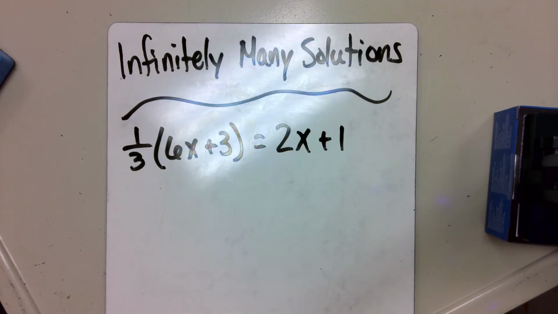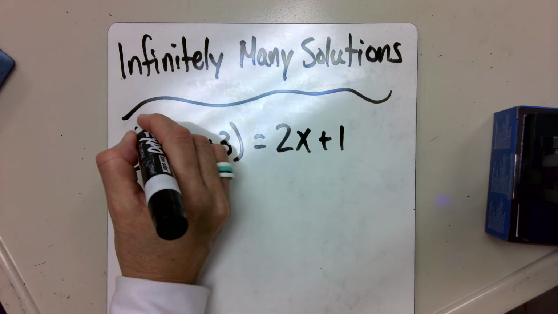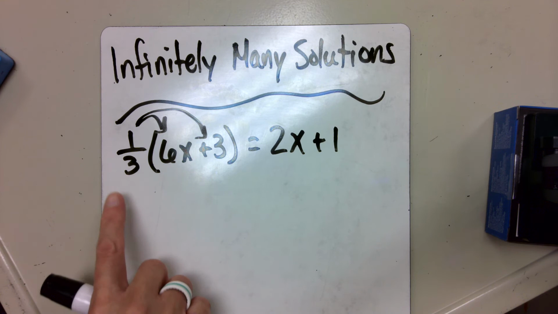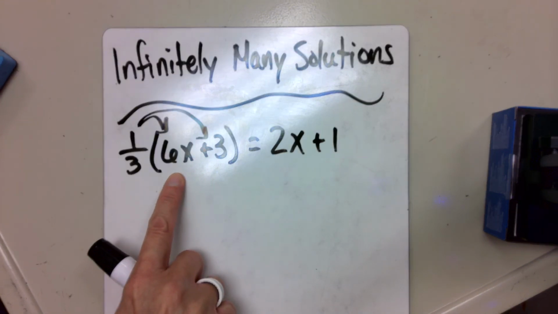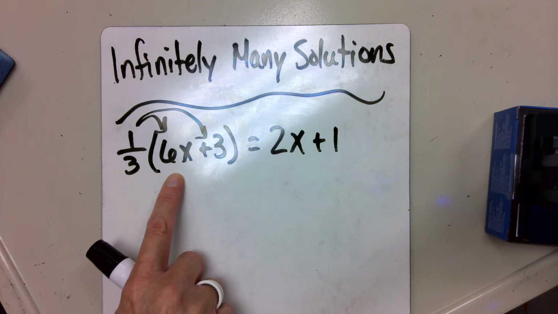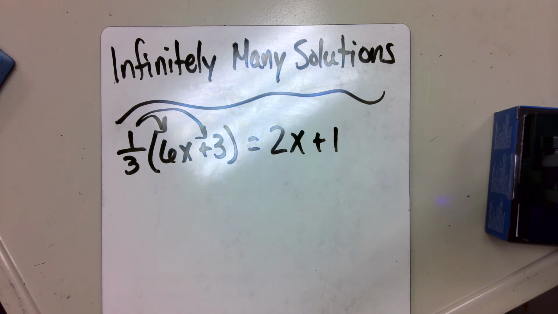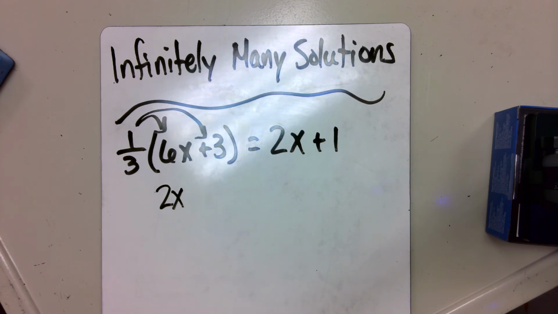Okay, now the last example is going to result in infinitely many solutions. So let's see how that one works. Again, we're going to go through our steps. Is there any distributive property? There is on this side, so we need to do that first. So this 1/3 is going to get distributed to everything inside the parentheses. Well, 1/3 times 6 is the same thing as 1/3 times 6 over 1. That will result in 6 over 3 when we multiply the numerators and multiply the denominators, and 6 over 3 equals 2. So that results in a 2x.